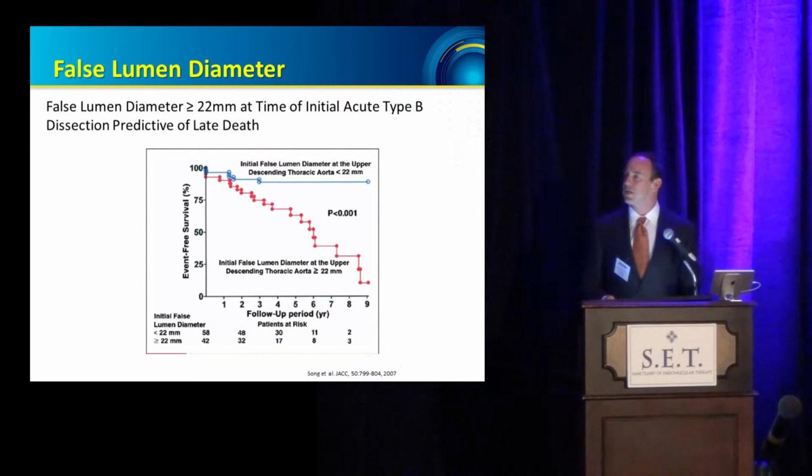Furthermore, this is from Song et al. from Korea. If you take a look at what the overall diameter of the false lumen is at presentation, and you take a look at overall event-free survival, you can see if the false lumen is small, that the event-free survival is actually quite good. If it's greater than 22 millimeters, their overall event-free survival is actually quite poor, and you can see there that up to 9 years it really portends a very bad outcome.